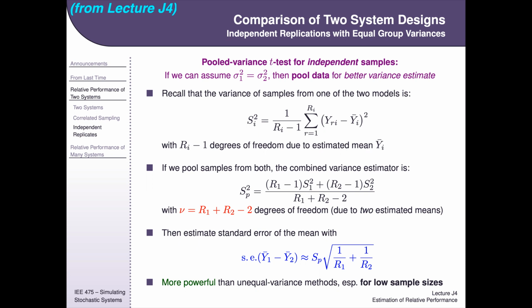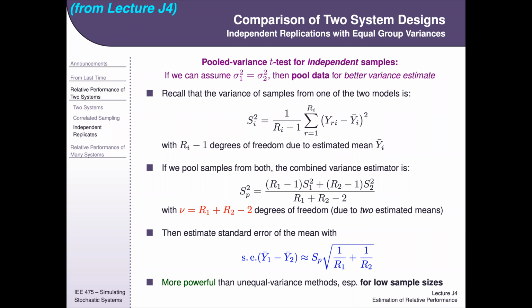And this right here is going to be more powerful than the unequal variance method that I'll show you in a slide or two, especially for low sample sizes. And so if you can make this assumption, you get more statistical power. But if you can't make this assumption, you have to go with methods designed, as I'll show you in the next slide or two, for unequal variance.